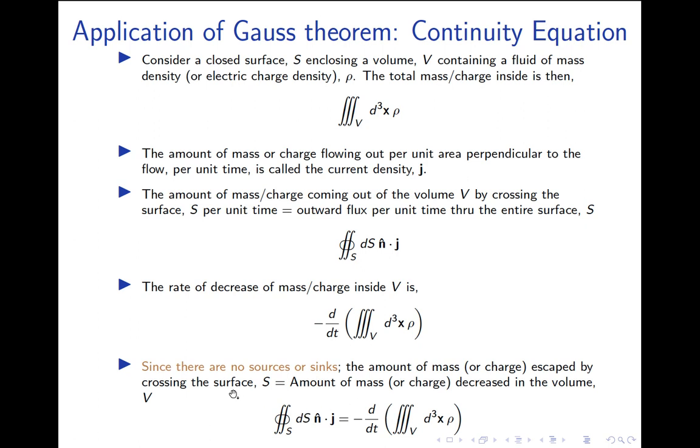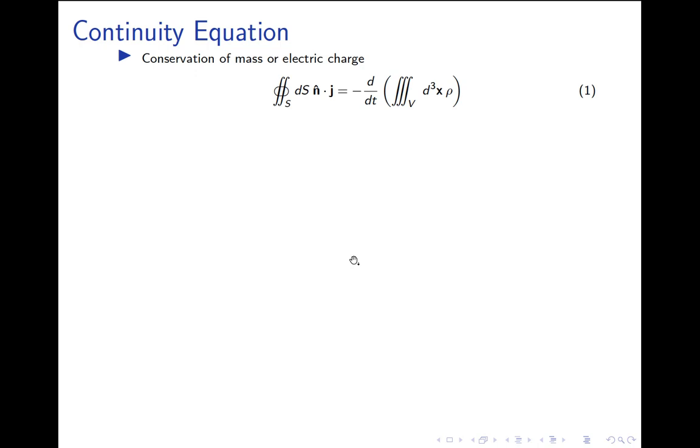And because there are no sources or sinks from which charges can disappear or mass can disappear, this is an alternative way of saying that the mass and charge are always conserved. If they are not conserved, there will be sources or sinks from which mass or charge will appear or disappear into. So then these two must be exactly the same, and equating these two we get this flux per unit time is equal to reduction of charge per unit time.